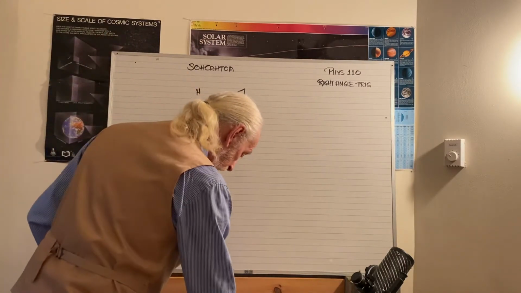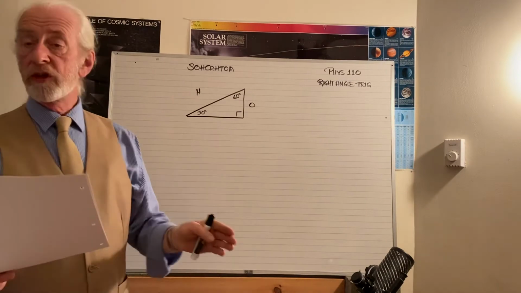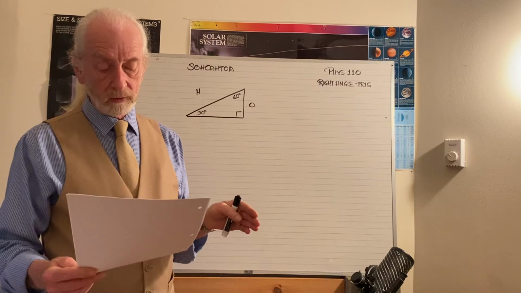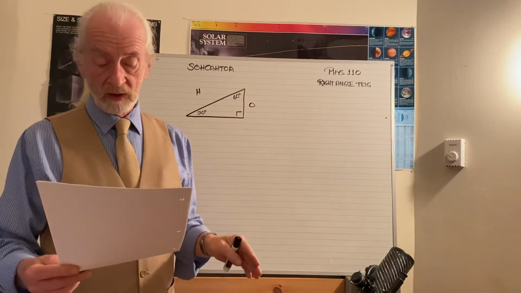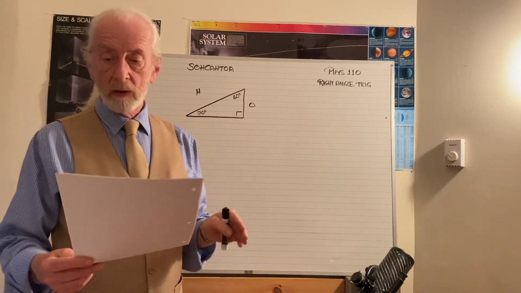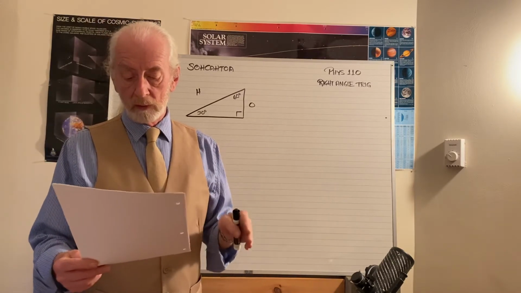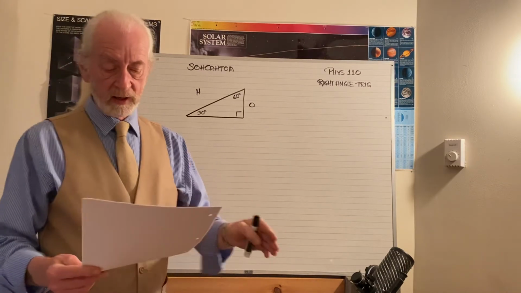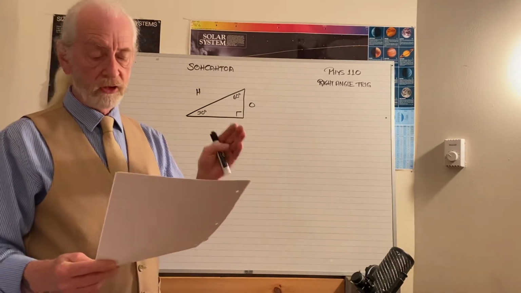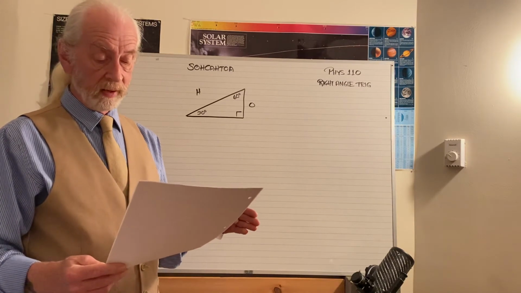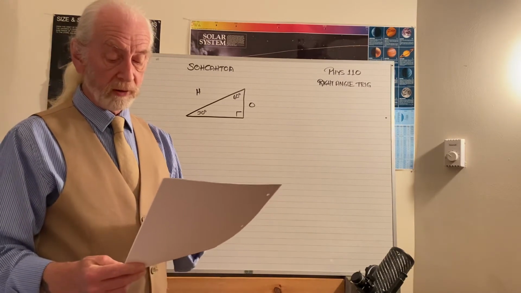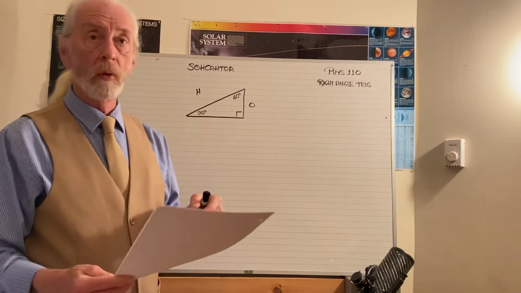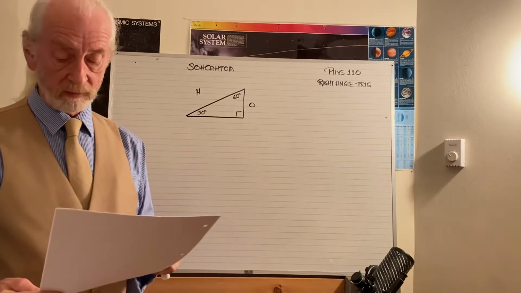So, in other words, given the 30-degree angle, the ratio of the opposite side over the hypotenuse will always be 1/2 or 0.5. I'll say it again. In other words, given the 30-degree angle, the ratio of the opposite side over the hypotenuse will always be 1/2 or 0.5.